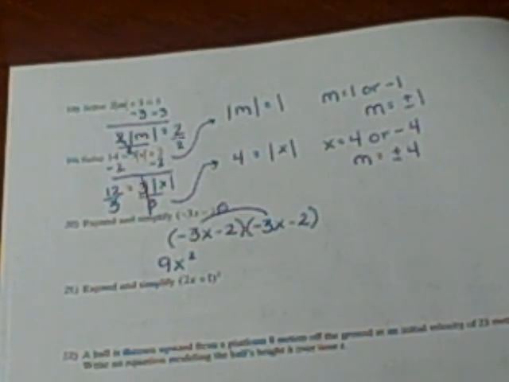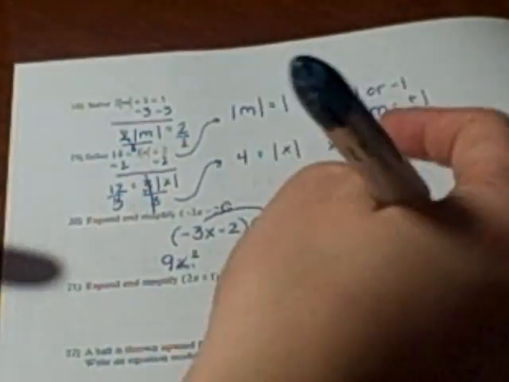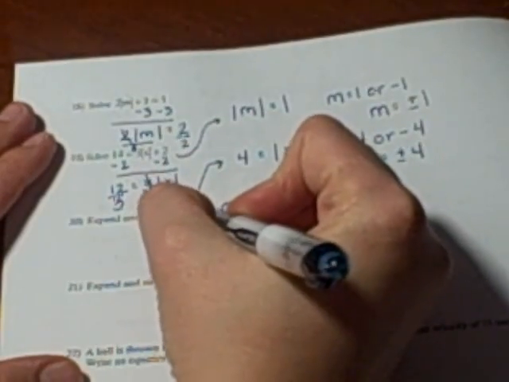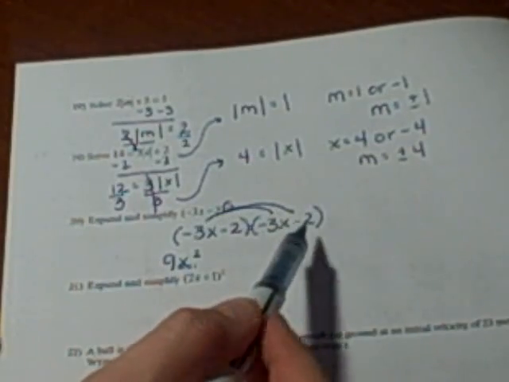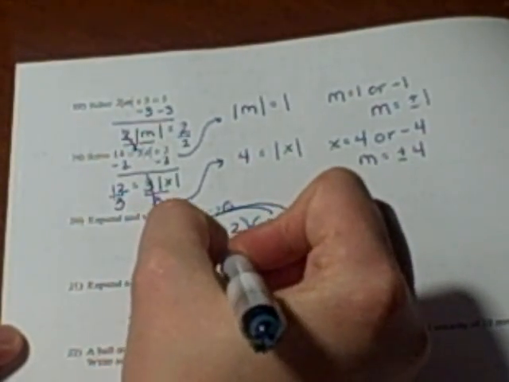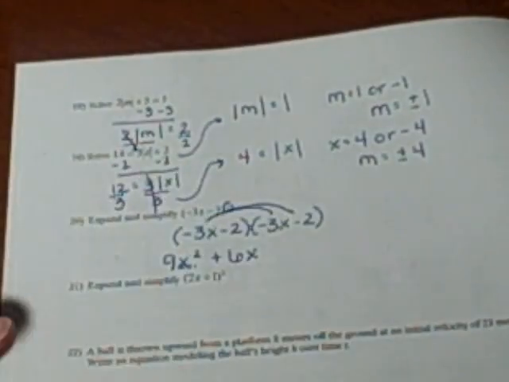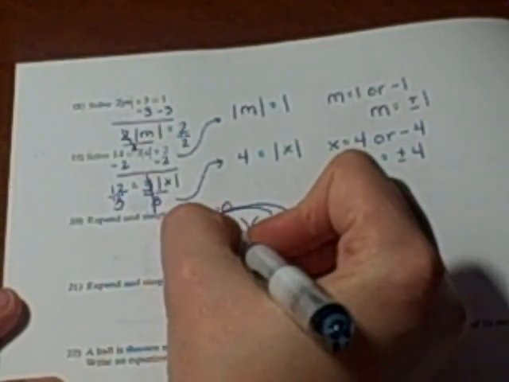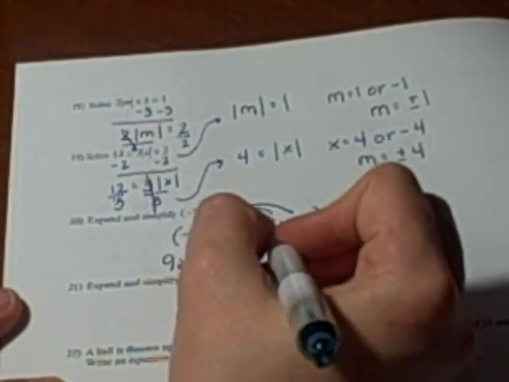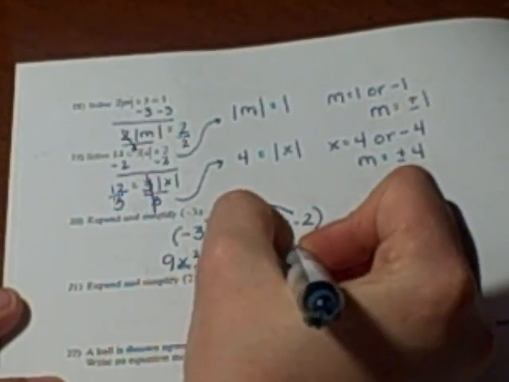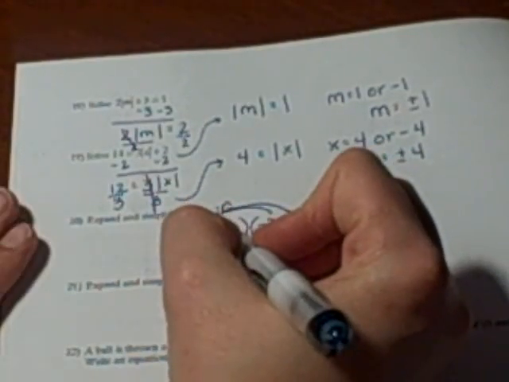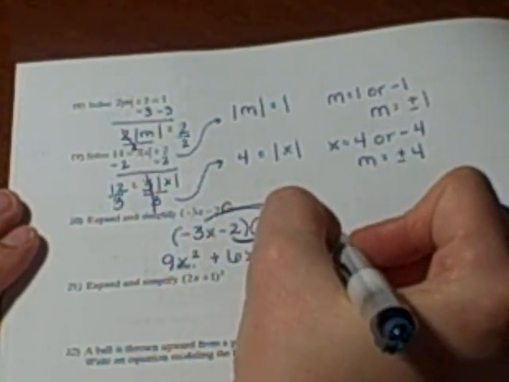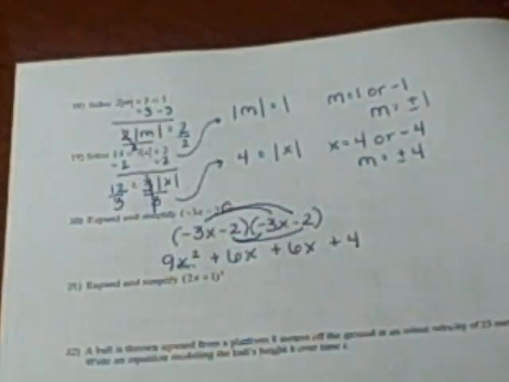Okay, the next letter in FOIL is O. That stands for outside, so we need the outside terms in the parentheses, the ones on the edges. That would be negative 3x times negative 2. Negative 3 times negative 2 is positive 6, so this would become positive 6x. The inside would be the 2 on the inside, so negative 2 times negative 3x again is positive 6x. And then L stands for last, which would be negative 2 times negative 2, which is positive 4.